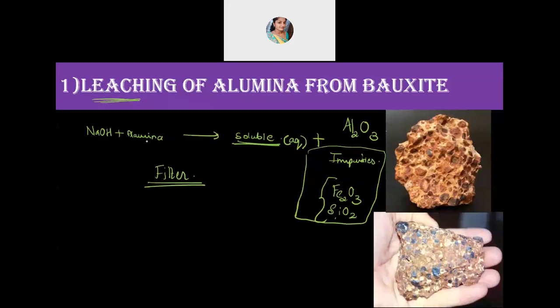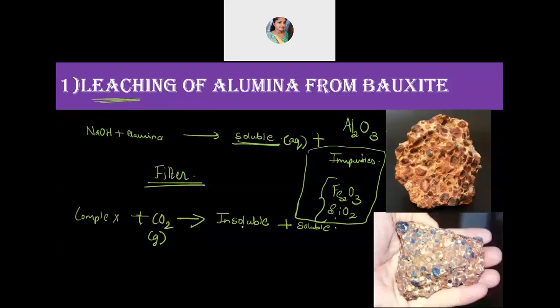To that complex which is formed here, what we do is we pass carbon dioxide gas. Carbon dioxide gas is being passed. It is in the gas form, so I have just written G over here. The complex combines with the carbon dioxide and forms an insoluble compound, plus one more soluble impurity. Now it is in insoluble form. An insoluble aluminium complex will be formed.